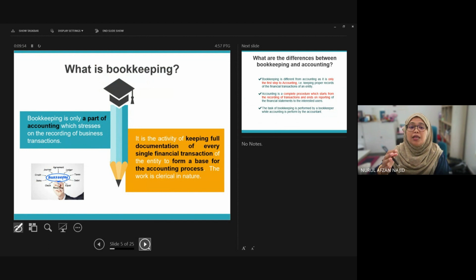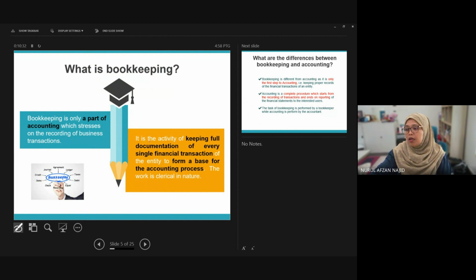So it's only actually that book keeps part of the accounting. Okay, dia hanya sebahagian daripada proses accounting itself, yang mana dia hanya melibatkan recording the business transaction. Dia hanya record je, okay, beli, jual, bayar gaji pekerja and so on. It's just part of the accounting where it's involved with the recording process. Okay, so it is the activity.